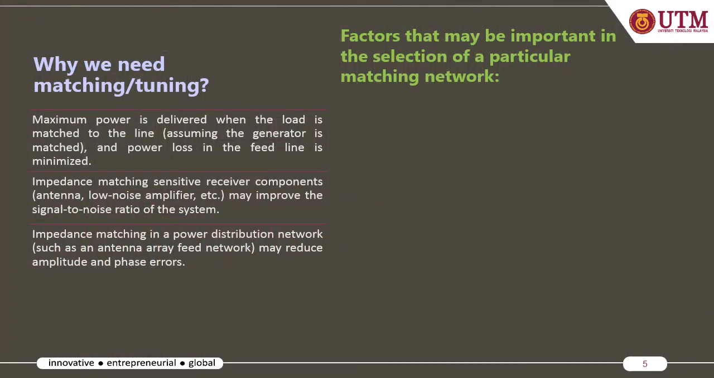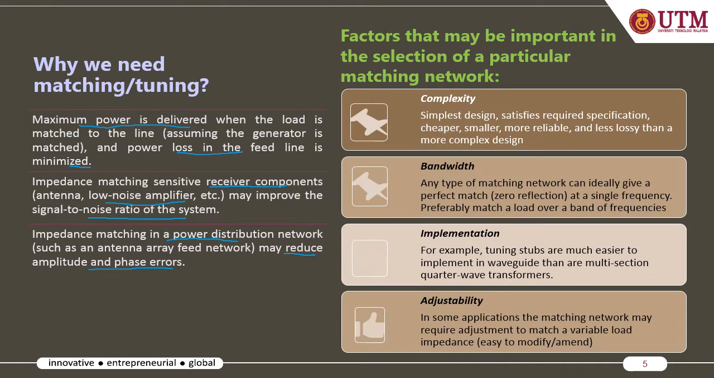Okay, so why do we need matching or tuning? Impedance matching is also known as tuning. It ensures maximum power is delivered to the load. The line is matched to the load, so the power loss is minimized. Besides that, impedance matching for sensitive receiver components such as the antenna and low noise amplifier can improve the signal to noise ratio of the overall system. Also, impedance matching in power distribution may reduce amplitude and phase error. So it can improve the signal to noise ratio and reduce the error in amplitude and phase as well.